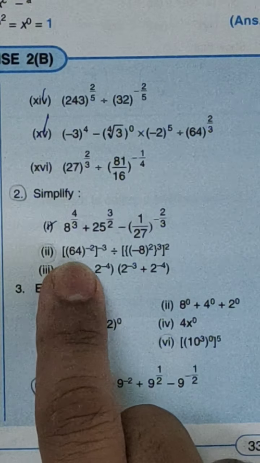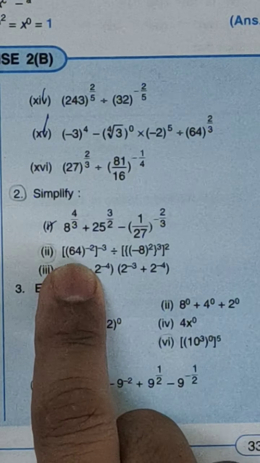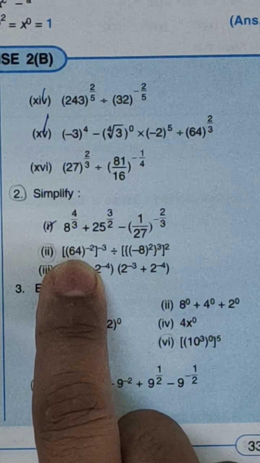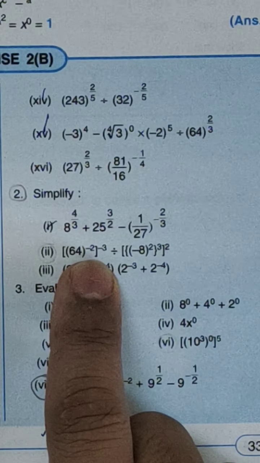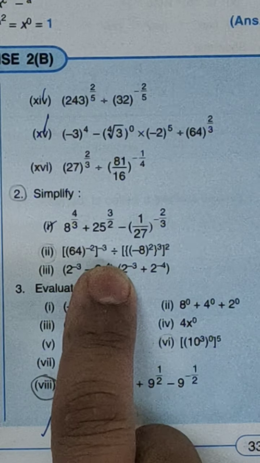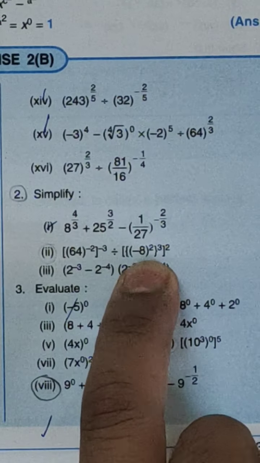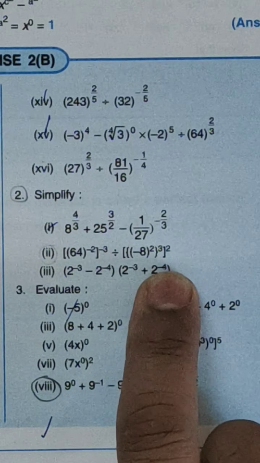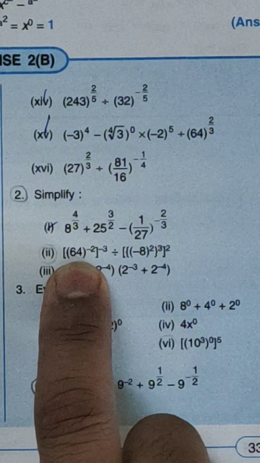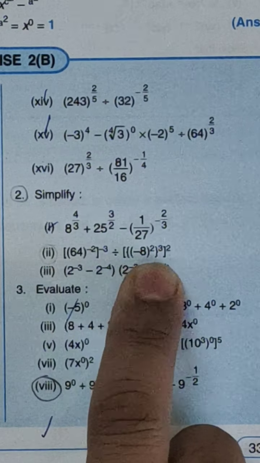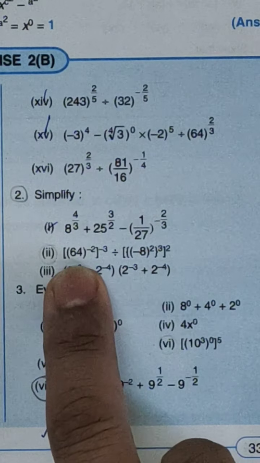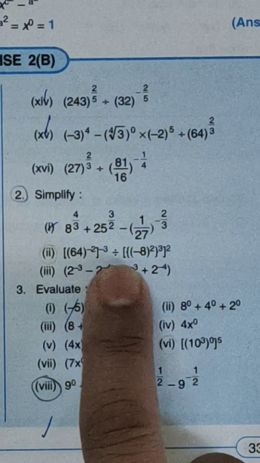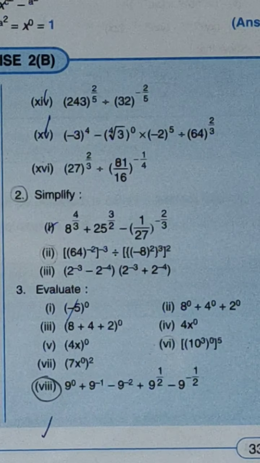Here in the second problem, 64 whole to the power of minus 2, then once again the square bracket whole to the power minus 3, divided by minus 8 whole square whole to the power of 3, then whole to the power of 2. Here we need to convert 64 into powers and 8 into powers, then start removing each bracket at a time, then we will get the answer.